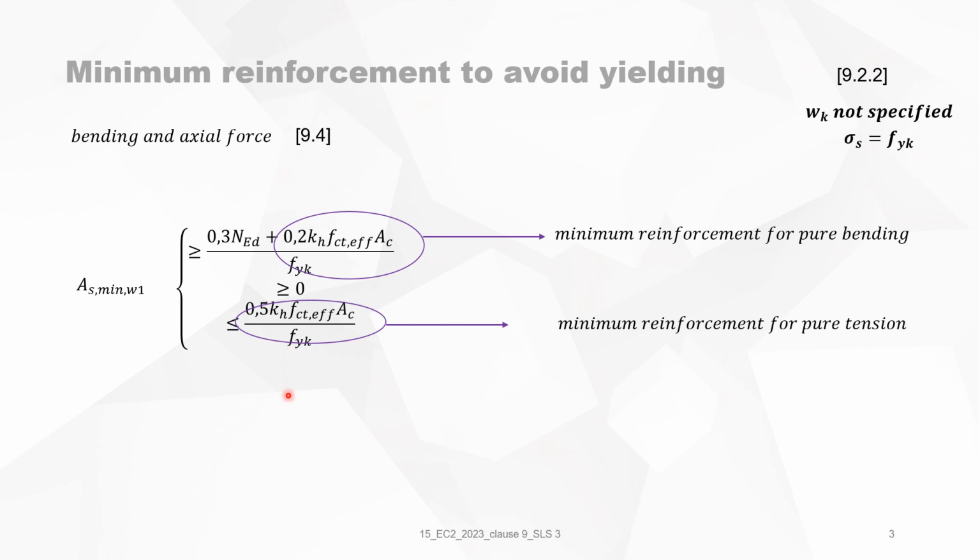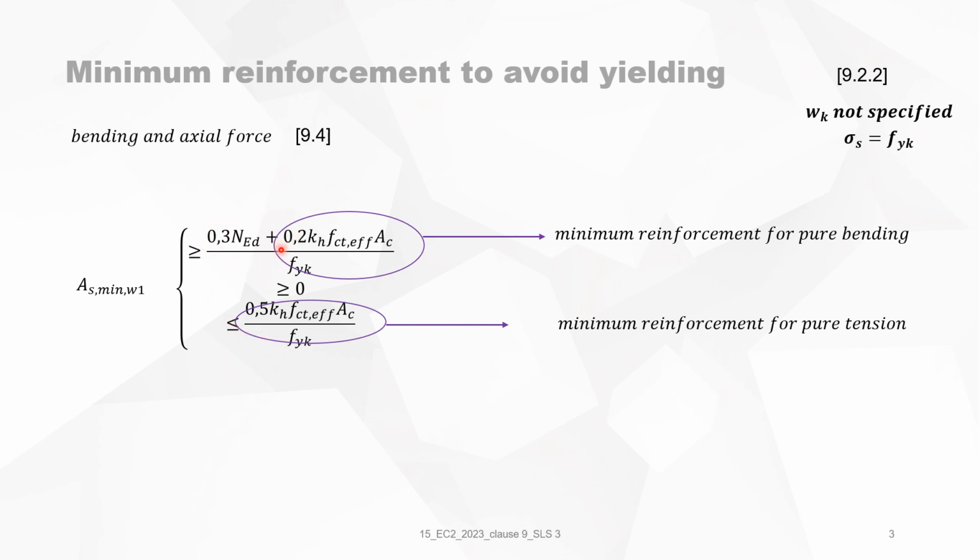When you are in a hurry and you don't want to calculate all those kinds of reinforcement, then you could know that you can use the minimum reinforcement for pure tension as an upper limit for bending and axial force. So that can be handy.